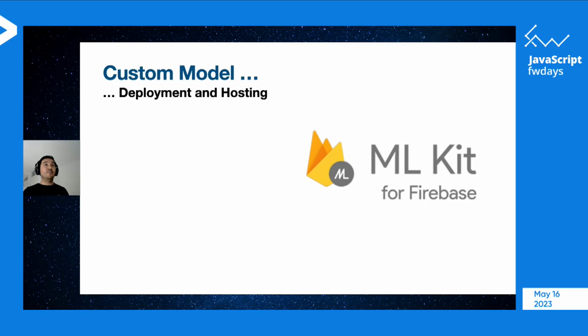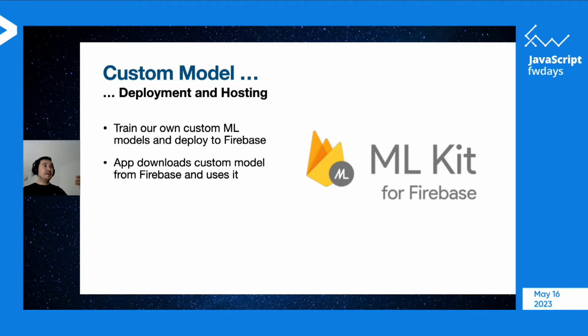Custom models are also supported, and the deployment and hosting process in general is: we train our own custom machine learning model and deploy it to Firebase. Then our app downloads the custom model from Firebase and uses it to make predictions. Firebase handles hosting and serving of our custom models. I have never done that, but if you are a machine learning expert, or you know how to create and train models, you can also use it. I personally only use pre-built models.